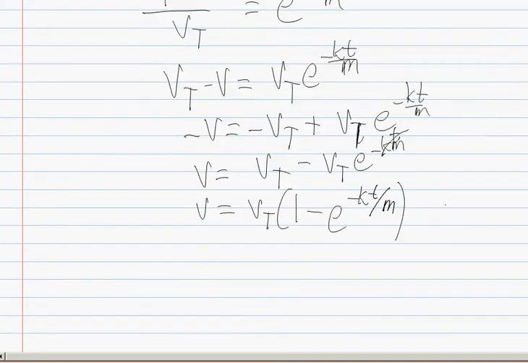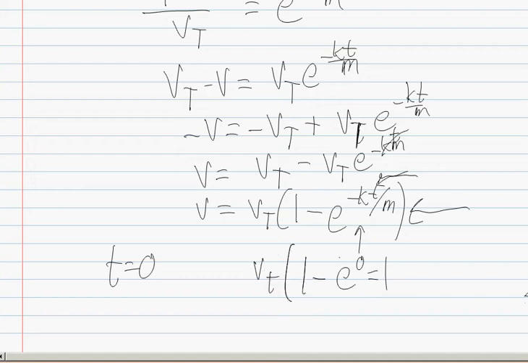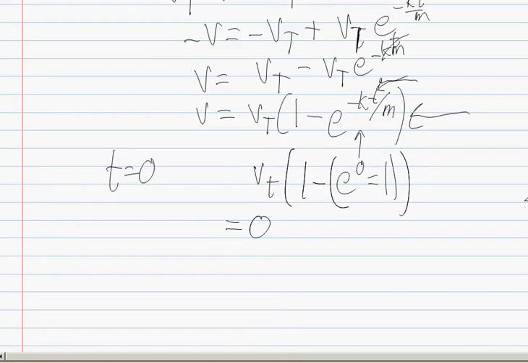Okay. And let's see what this means. I mean, we got this expression, whoop-de-doo. Let's actually see what it means. Let's look at some specific times. When time equals 0, this term here becomes e to the 0 or 1. And that means that we're going to have a velocity of vt times 1 minus that. That's going to be 0. Well, we like that, don't we?